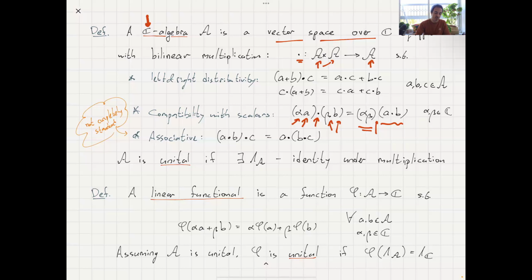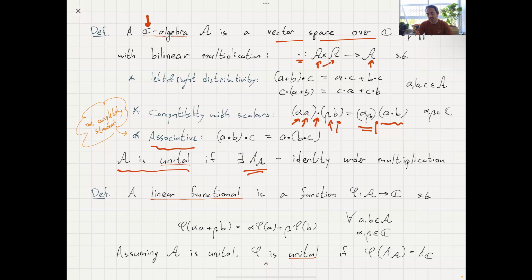Some people assume, and we are going to be those people, associativity. Associativity just means that you don't need brackets, right? The order from left to right matters, not the order in which you apply the products. And we are also going to assume that we have a unit with respect to the new multiplication. The name for it is that A is unital, but it really just means that there exists an element which we denote by 1, and sometimes 1 subscript A, which is the identity under multiplication, both left and right.